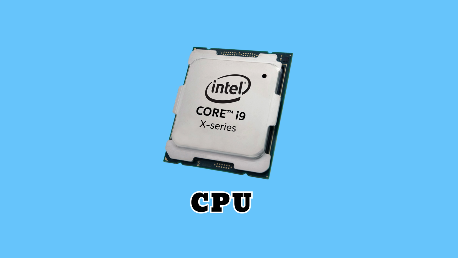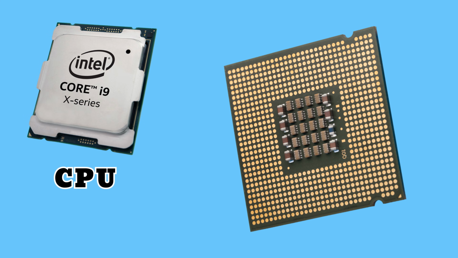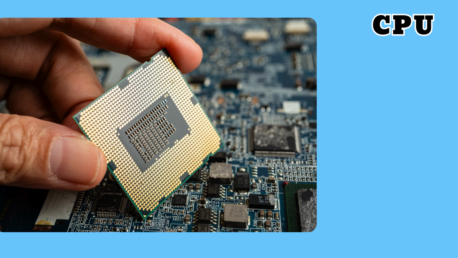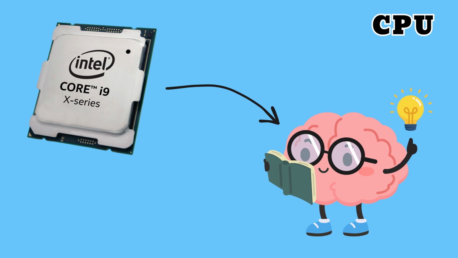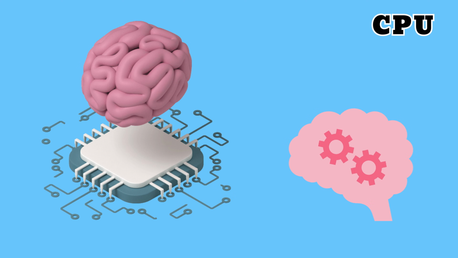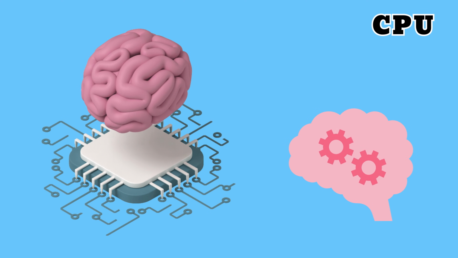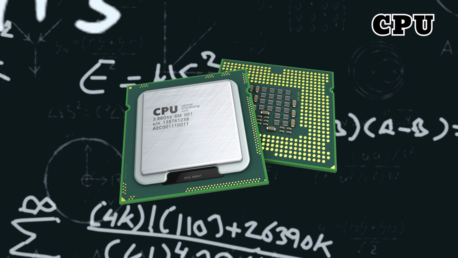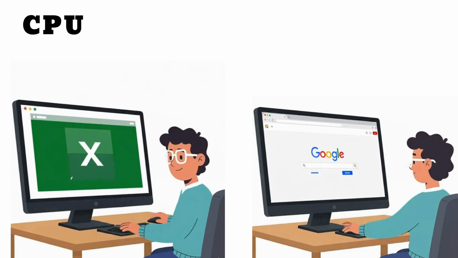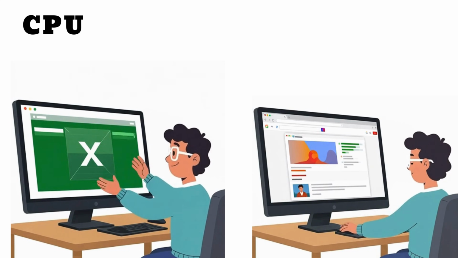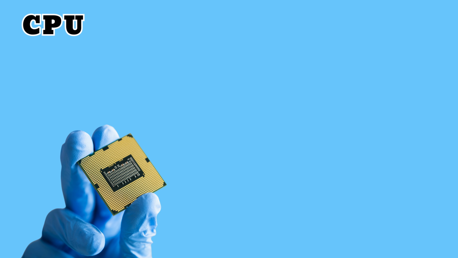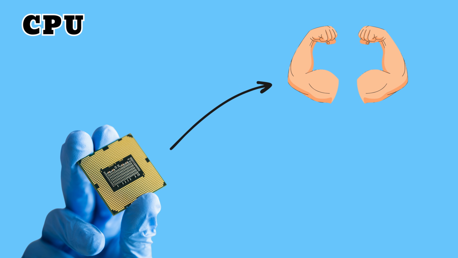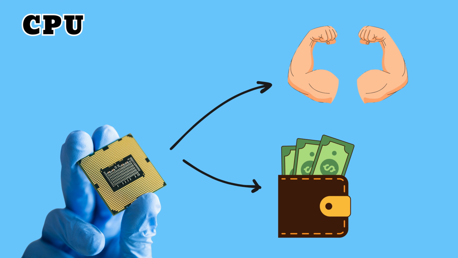CPU, the central processing unit, also known as the processor, is a small square chip that is placed on the motherboard and is usually covered by a cooling fan. It is often described as the brain of the computer because it is responsible for thinking and decision-making. Every instruction and calculation happens here. When you type on the keyboard, open an application, or browse the internet, the processor is doing all the thinking in the background at very high speed. Even though it looks tiny, it is one of the most powerful and costly components, because the overall speed of the computer depends heavily on it.